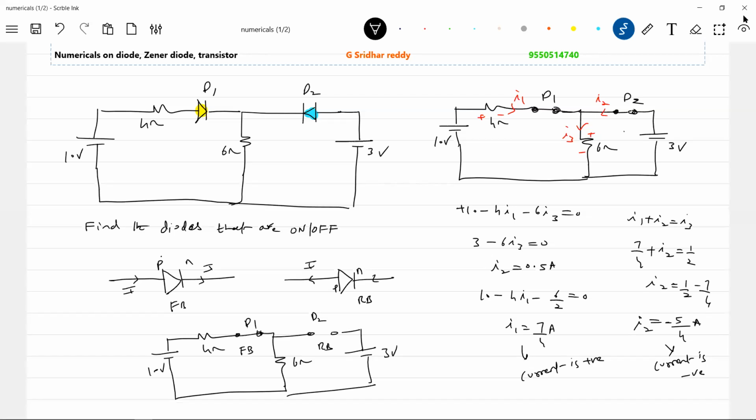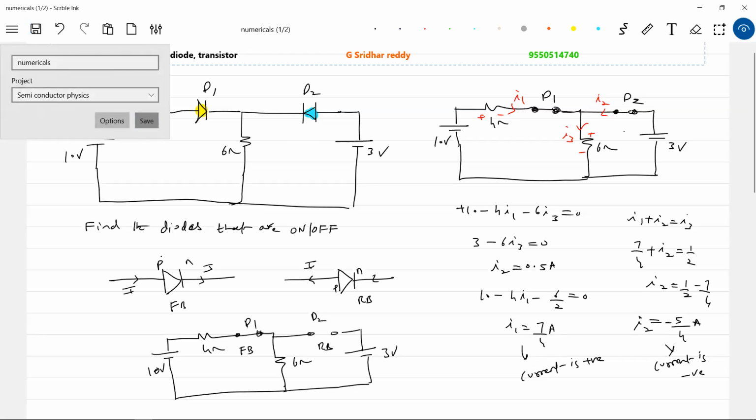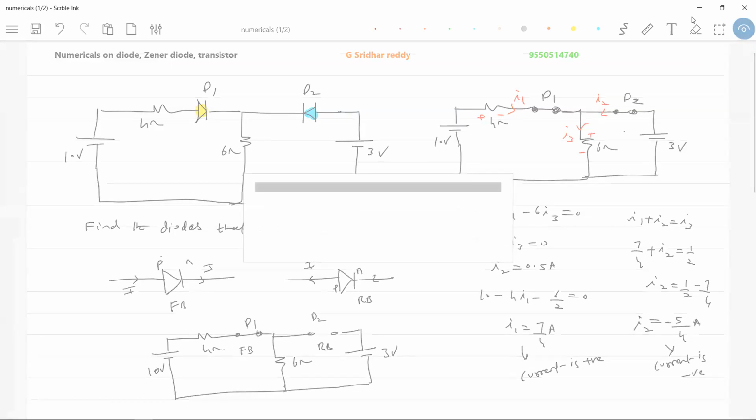Okay, got this one? Like this, we can say which diodes are on and off. I think we don't have much discussion of such things in books, no possibility of asking, that's why I just picked it up. You do one thing: change voltages. I took 10 volt and 3 volt; make this 6 volt and check what will happen. It's just a method.